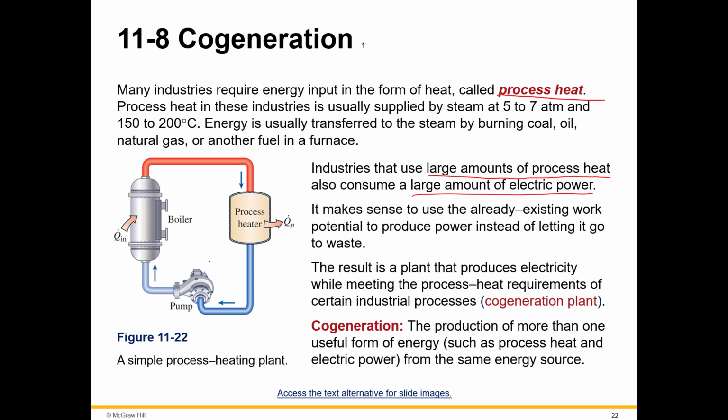The result is the plant that produces electricity while meeting the process heating requirements of a certain industry. So cogeneration is the production of more than one useful form of energy, such as process heat and electrical power, from the same energy source.